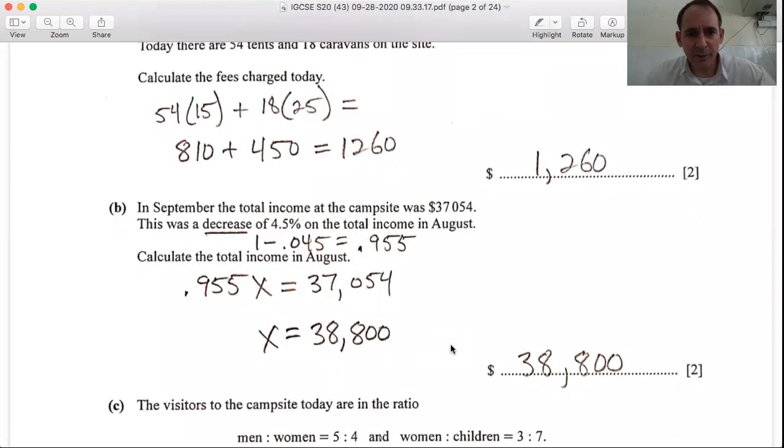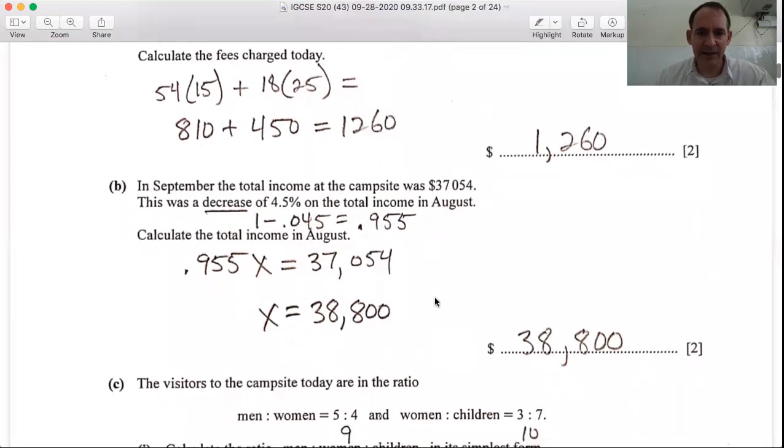Part B, in September, the total income at the campsite was $37,054. This was a decrease of 4.5% on the total income in August. So when you have percent decrease, you're going to subtract, because it says decrease, and you're going to subtract it from 1 and you're going to get 0.955. Don't forget to change your 4.5 into a decimal and you get 0.955.